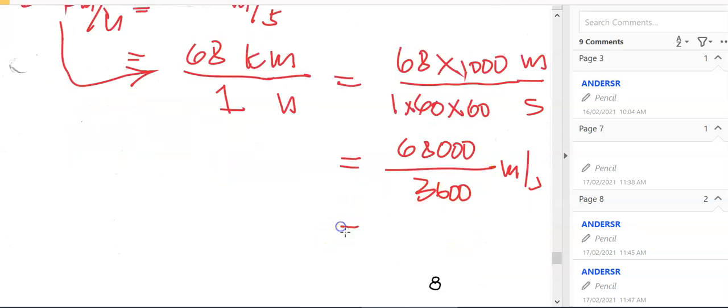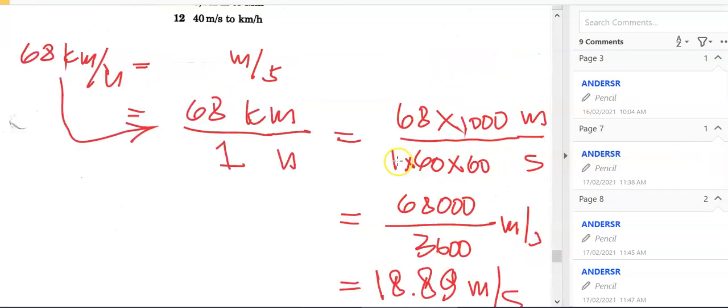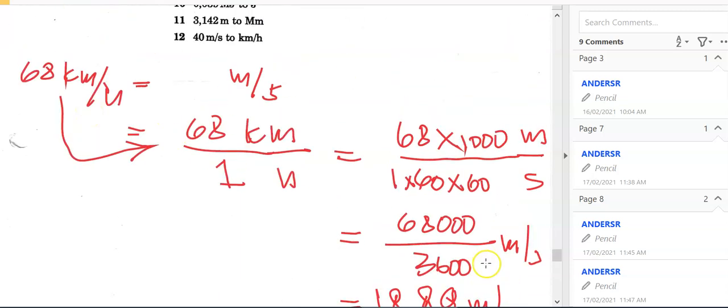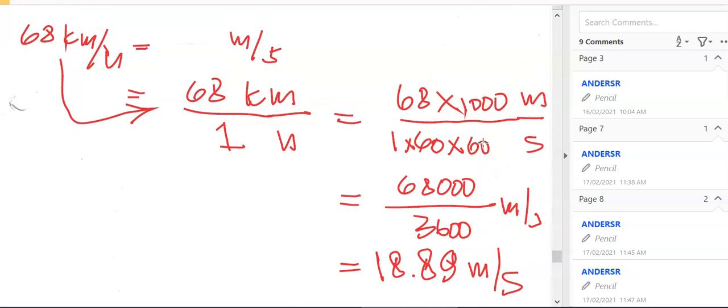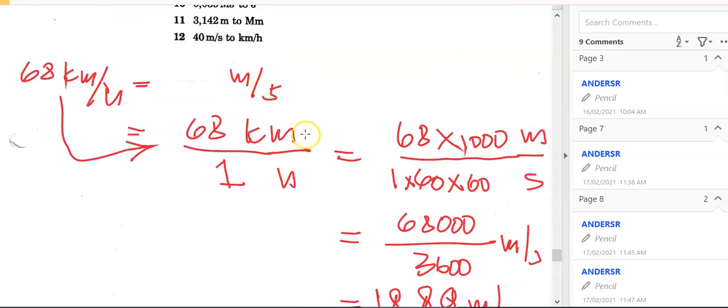And what's that going to be? I'm going to pick up my calculator, and it is going to be 68,000 divided by 3,600, and it is 18.89. There we go. Okay, so 68 kilometers per hour is equal to 18.89 meters per second. So to convert from kilometers per hour to meters per second, we multiply by 1,000 over 3,600. And to convert from meters per second to kilometers per hour, we do the inverse operation, the opposite of this. Multiply by 3,600, divide by 1,000.